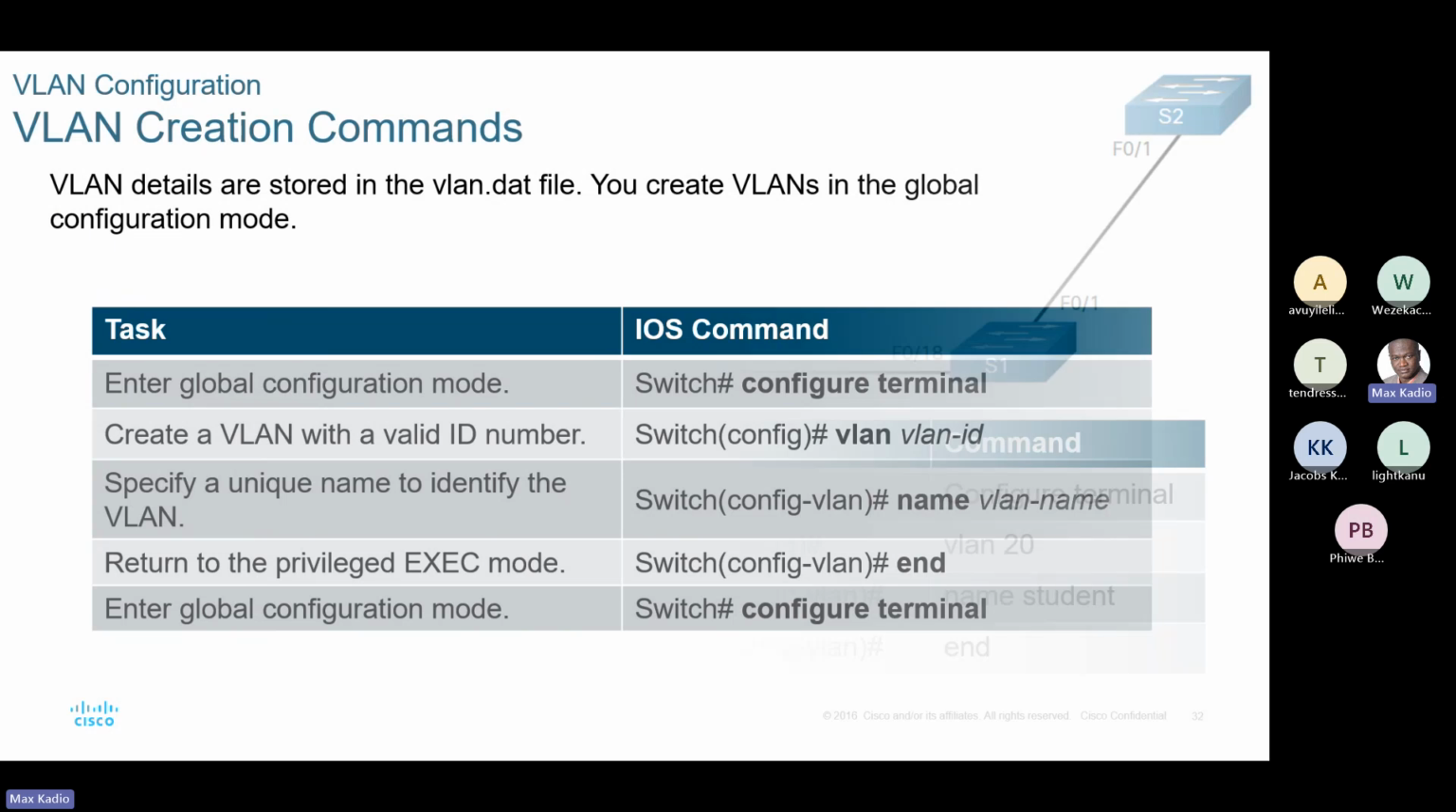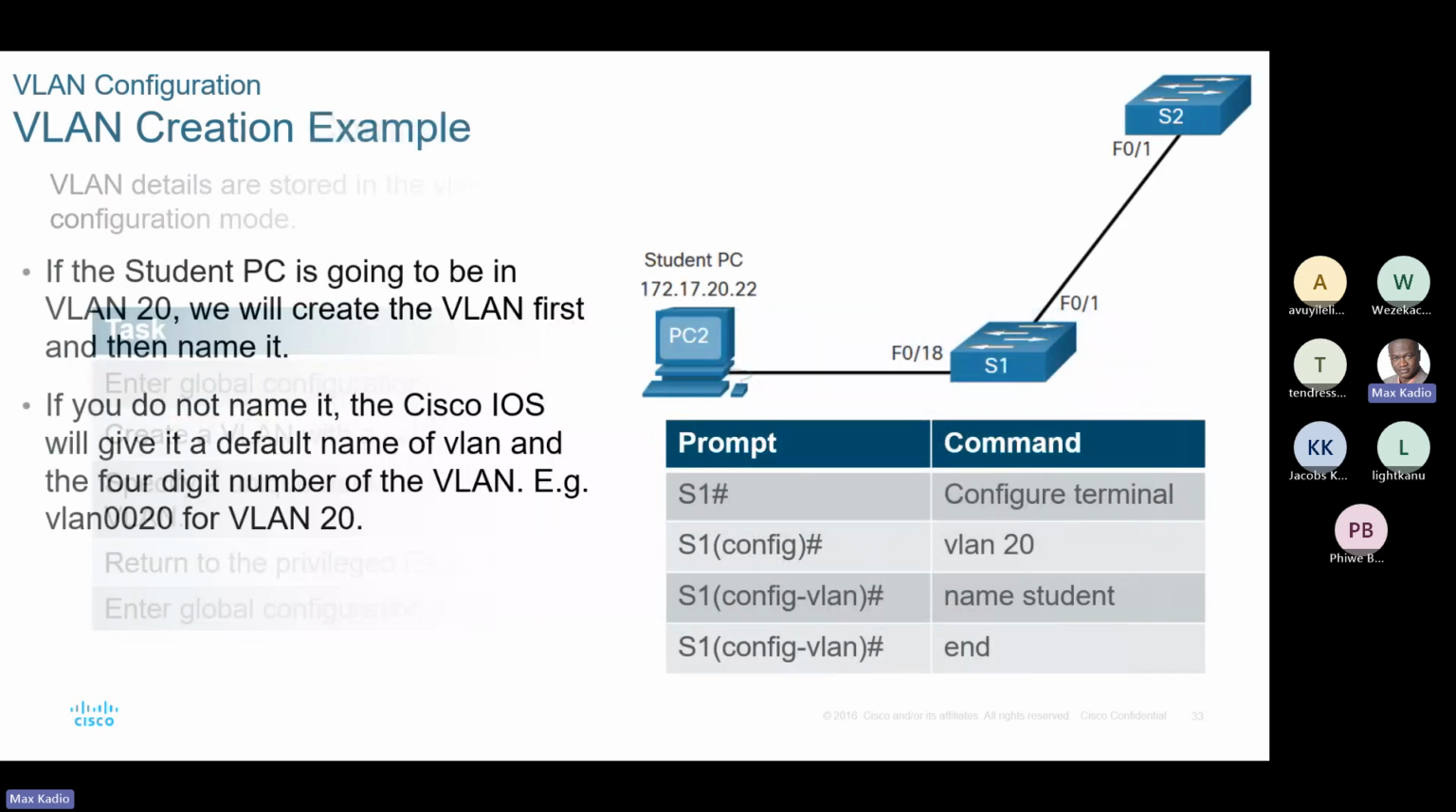I'm going to show you an example. This is an example. I'm on S1: conf t, vlan 20, name student. It means I just created VLAN 20 and the name of that VLAN is student. So have a look at this slide and we continue.